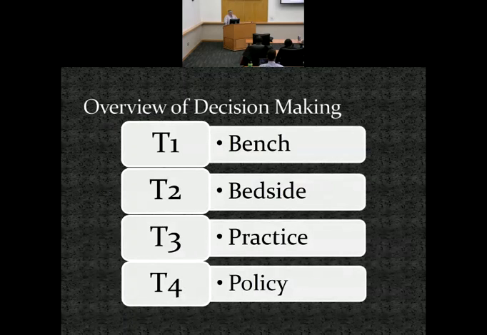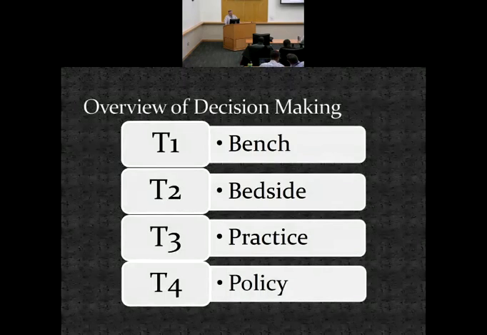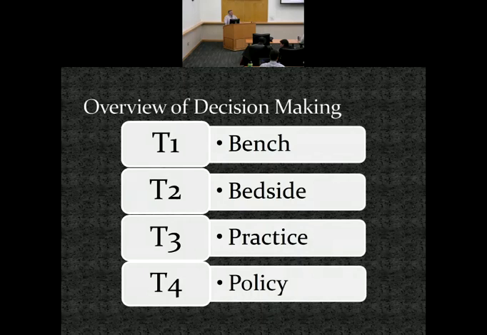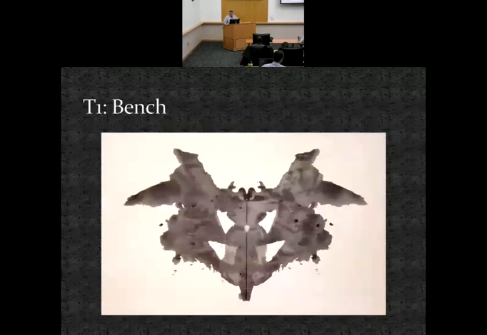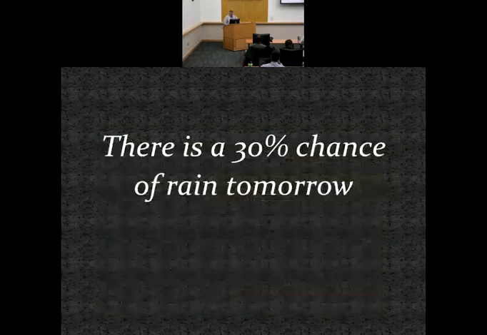So an overview of this talk, I've broken it up into 4 sections, and I've kind of followed the translational T1 to T4 continuum to break down decision research in each of these settings. What is the basic science of bench research, and just a few examples. And then on to bedside research, practice research, and then some of the things that are going on in policy in this space.